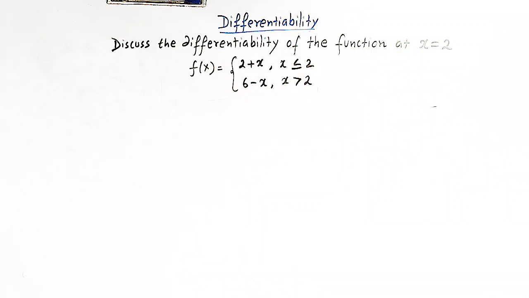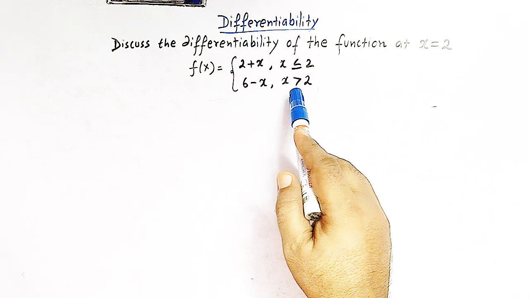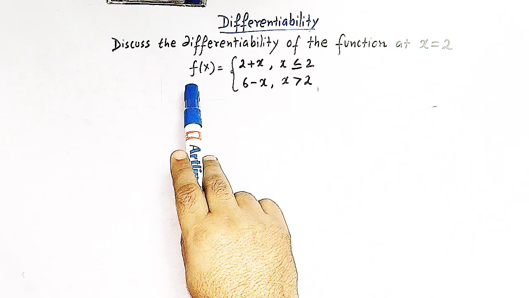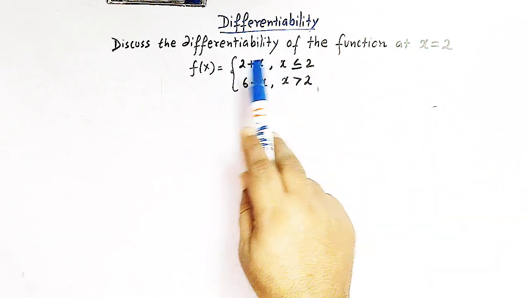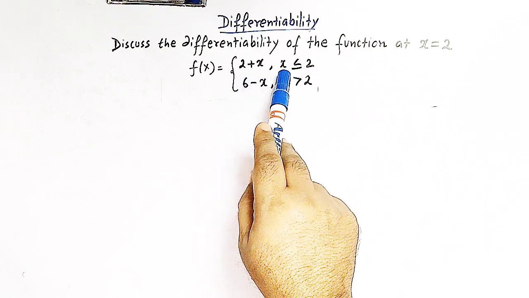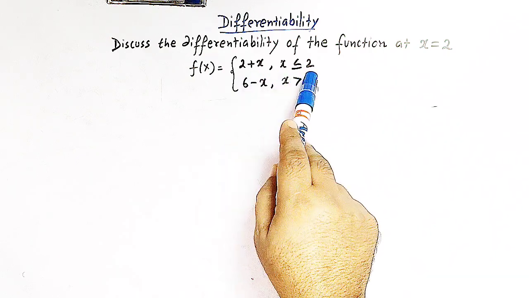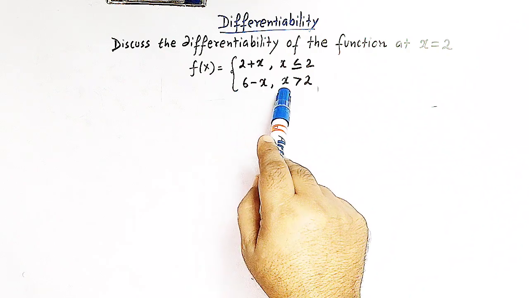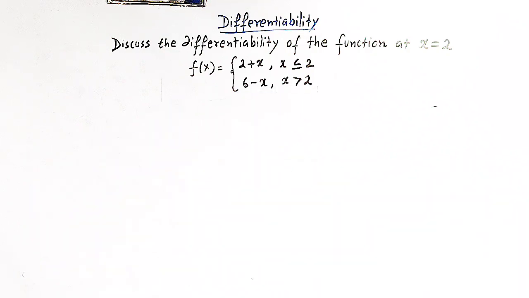Hello viewers, in today's session we are going to discuss another important problem from differentiability of functions. Here we have to discuss the differentiability of this function at x is equal to 2, and here the function f of x is defined as a piecewise function. f of x is equal to 2 plus x for all x less than or equal to 2, and f of x is 6 minus x for all x greater than 2, right?